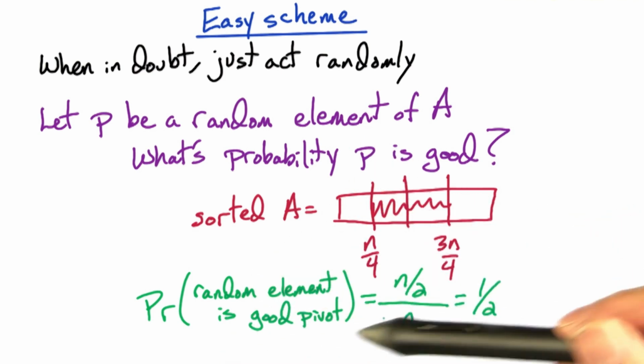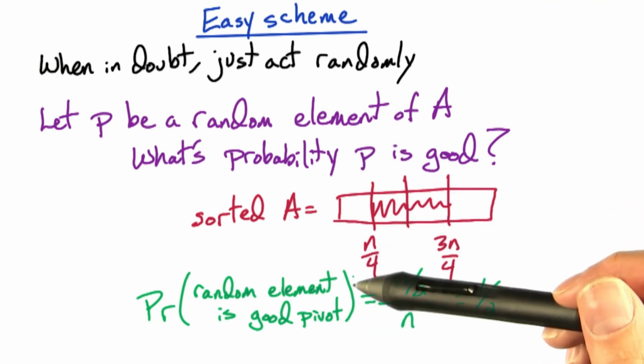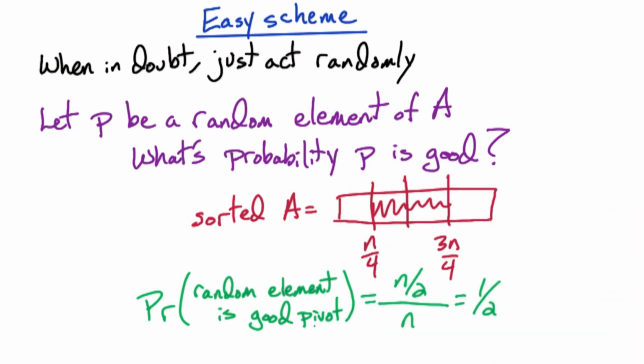In expectation, how many times am I going to have to repeat this experiment until I find a good pivot? This is like flipping a coin. If it ends up with tails, then I'll say that's a good pivot. If it ends up with heads, that's a bad pivot.